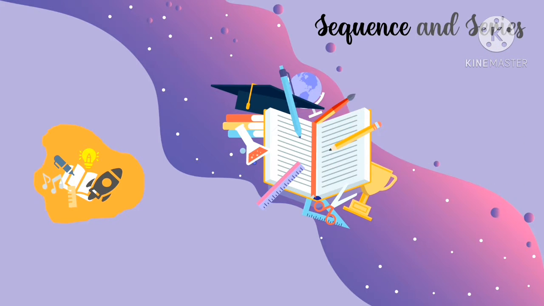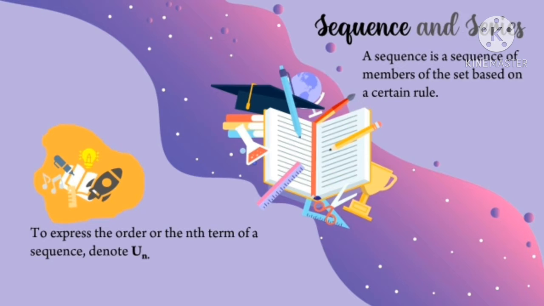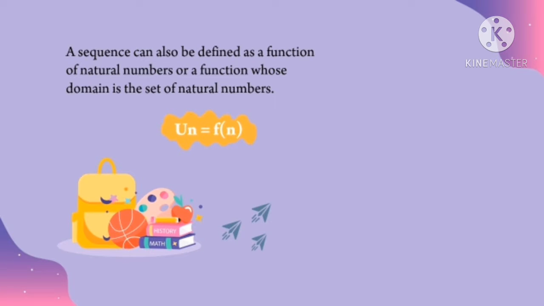Okay, the first topic is sequence. A sequence is a list of members of a set based on a certain rule. Each member of the set is sorted in order, the first, second, and so on. To express the order or the nth term of a sequence, we denote un. A sequence can also be defined as a function of natural numbers, or a function whose domain is the set of natural numbers. Thus, un equals f(n).